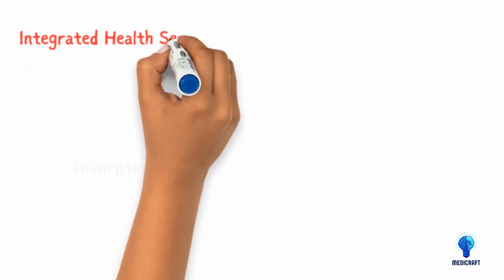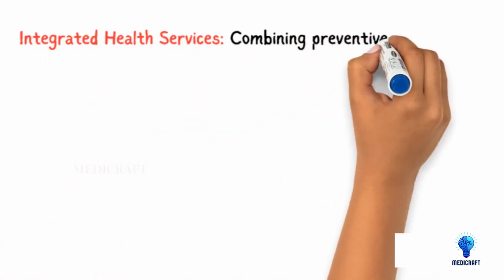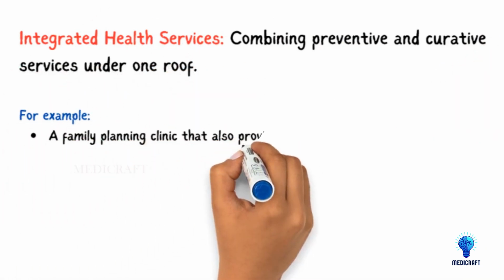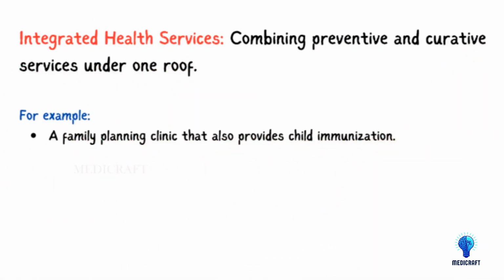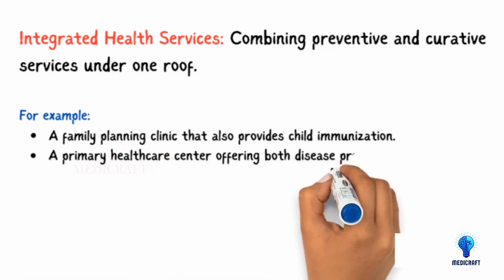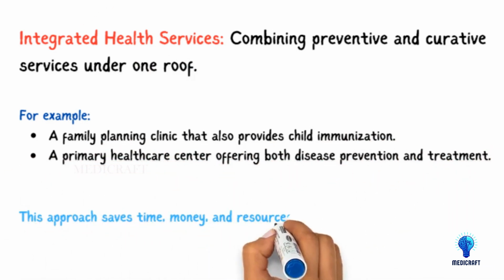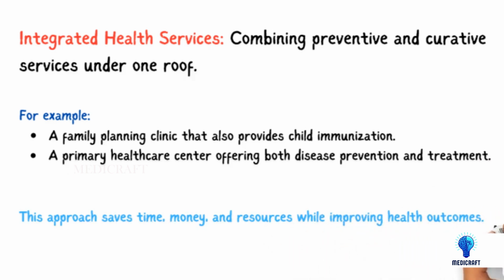Alright, imagine a one-stop shop for healthcare. That's what integrated health services are. It means combining preventive and curative services under one roof. For example, a family planning clinic that also provides child immunization, or a primary healthcare center offering both disease prevention and treatment. This approach saves time, money, and resources while improving health outcomes. Win-win, right?